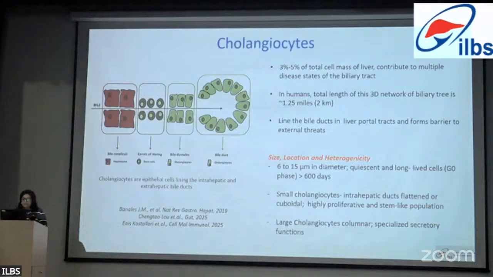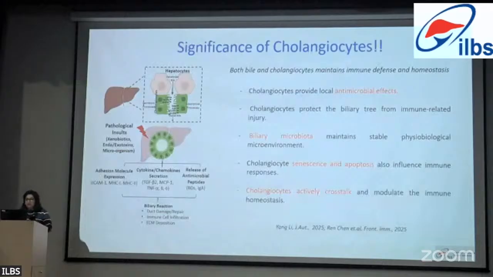There is heterogeneity in the cholangiocytes. There are small cholangiocytes and large ones. Not only are they different on the basis of their size, but also in their functionality. The small cholangiocytes are highly proliferative and have a stem-like population, whereas large cholangiocytes are more inflammatory and specialized in secretory function. But they are only 3 to 5% in the liver.